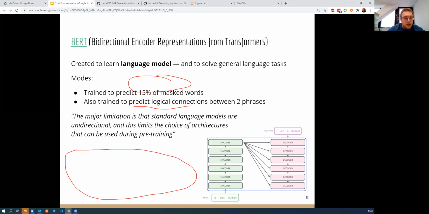The previous model, DSSM, was a unidirectional model. Then there was word2vec with bidirectional context. Then there were multiple LSTM-like recurrent models which were unidirectional, and now we go back to the bidirectional context.